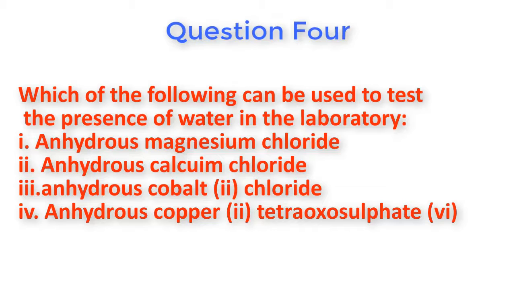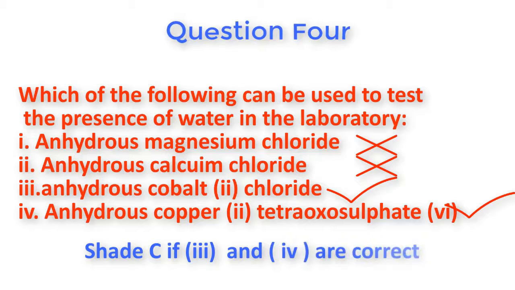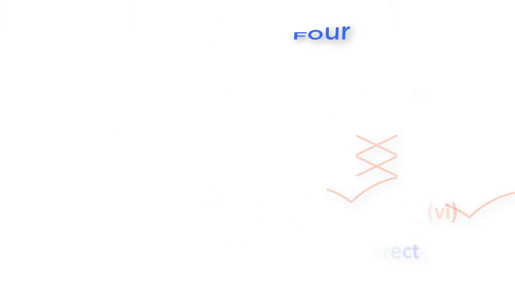The two chemical compounds that can be used in the laboratory to test for water are anhydrous copper 2 chloride and anhydrous copper 2 tetraoxosulfate 6. So options 3 and 4 are correct. So the right answer is C.